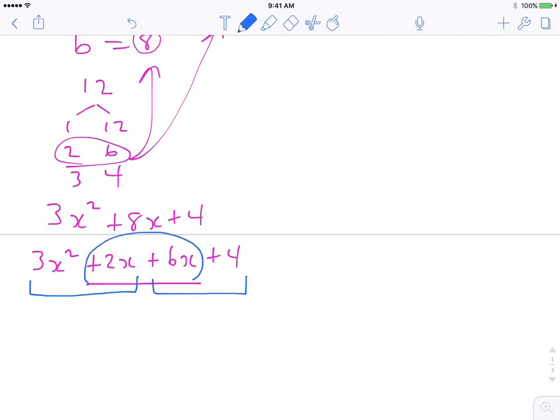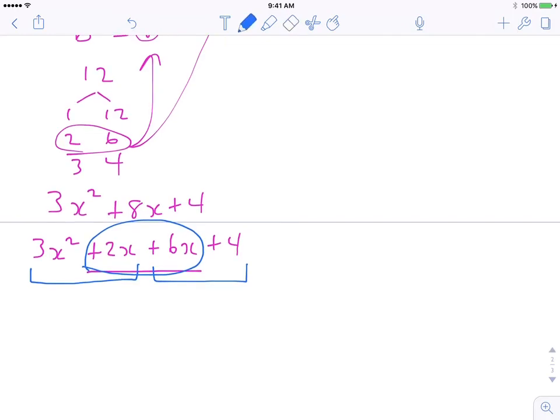We just broke down the middle term to say 2x plus 6x by using that strategy of multiplying 3 times 4 to get 12 and finding out what two numbers multiply to 12 and add up to 8. So they multiply to 12 but add up to 8. And that's what we've done here.